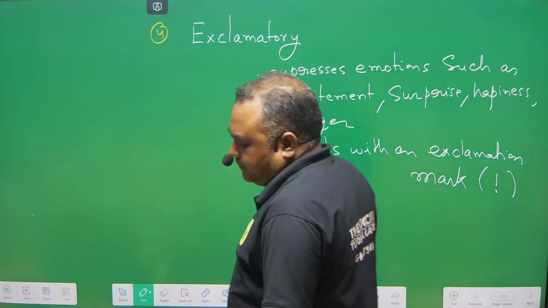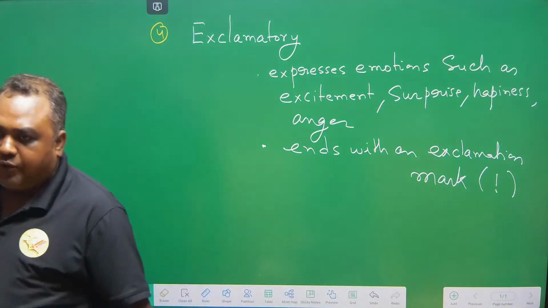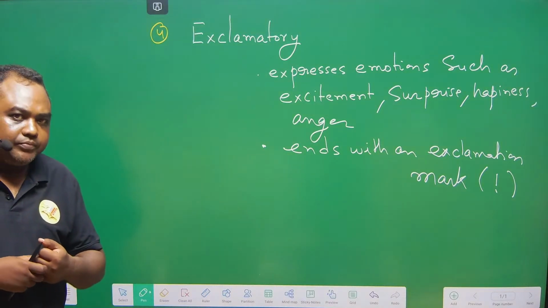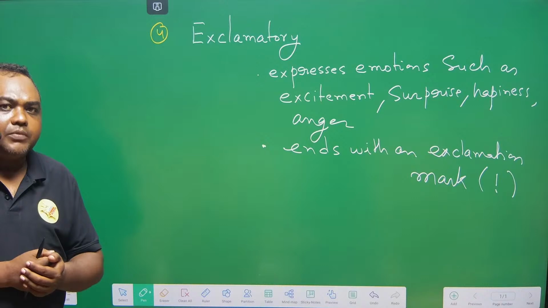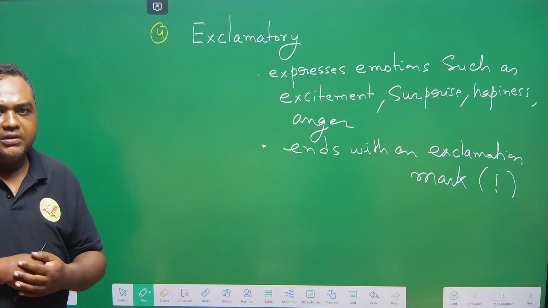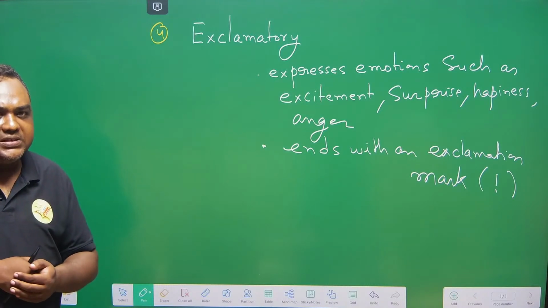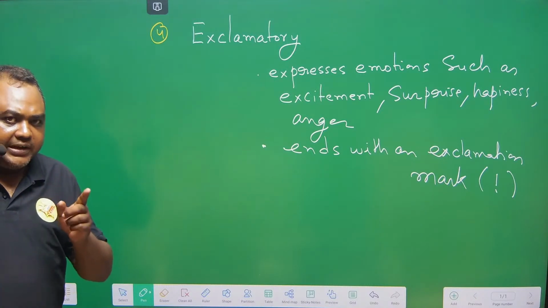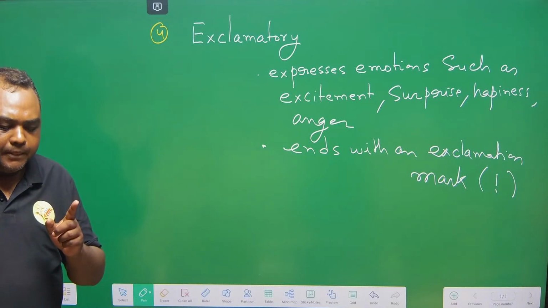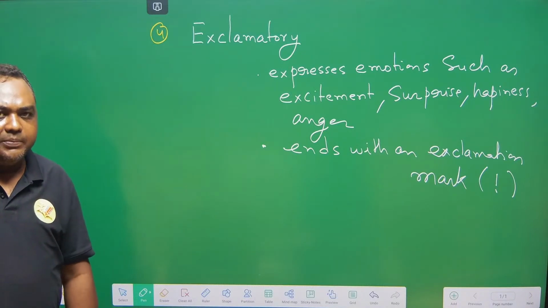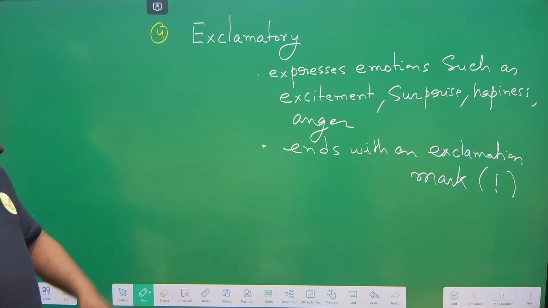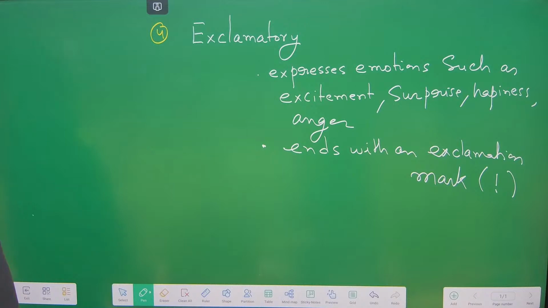Okay, student? So I think all of you understood about sentences and types of sentences. So there are 4 types of sentences. Number 1, assertive or declarative sentence. Number 2, imperative sentence. Number 3, interrogative sentence. And 4th one is exclamatory sentence. Okay?